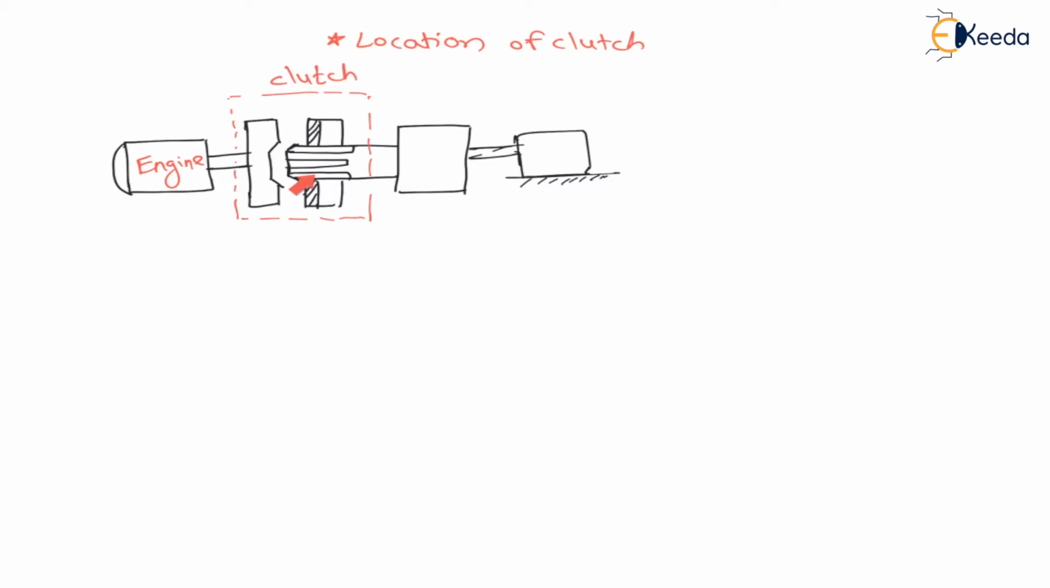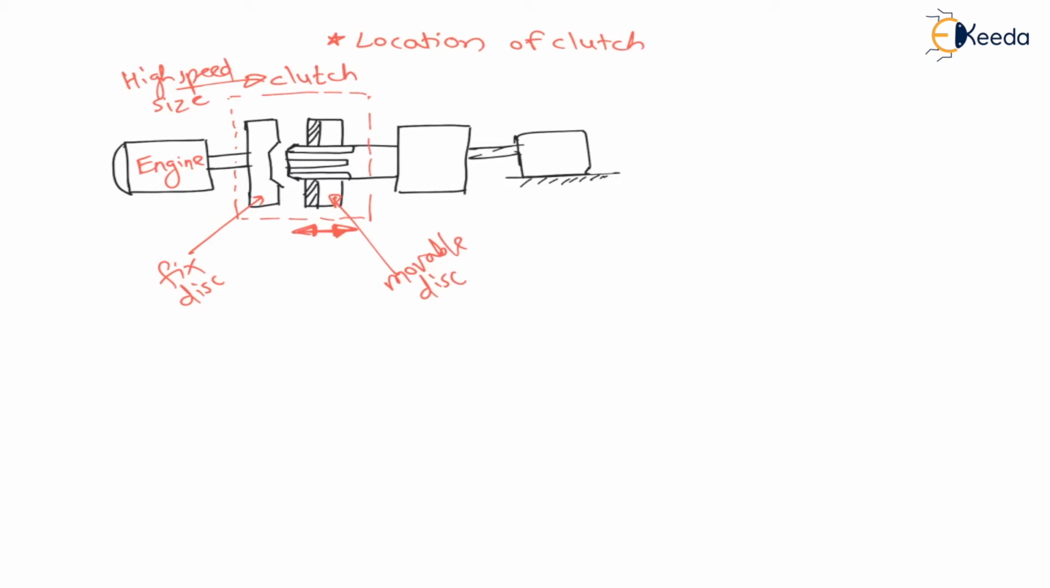Now for this clutch, here it is a fixed disc and one disc is a movable disc. Here it is the fixed disc of the clutch, and here it is the movable disc of the clutch. This movable disc can move in both directions. It can move towards the right as well as towards the left. Now this clutch is always connected to the high speed side. We will see why it is connected to the high speed side.